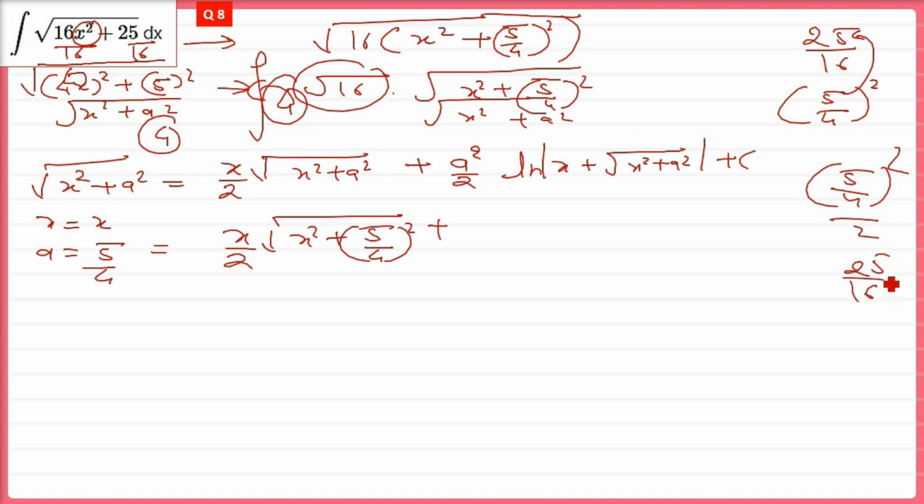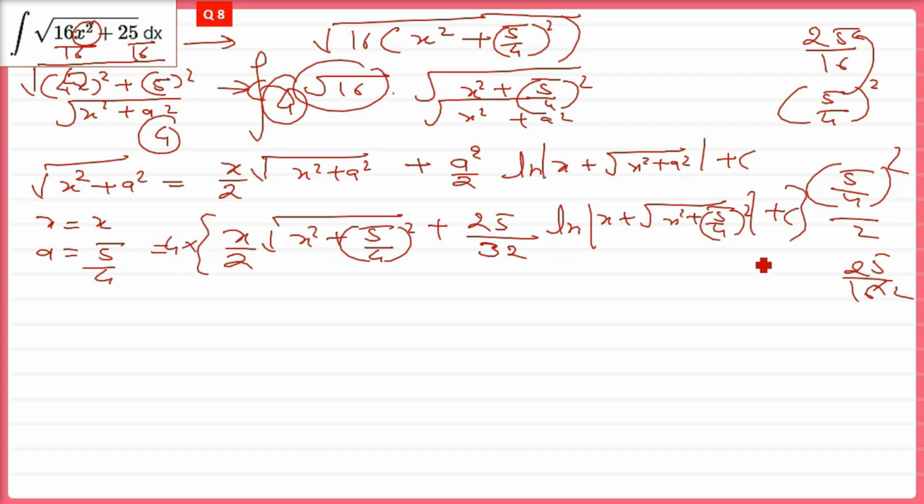So we need to multiply this 16 by 2 in the denominator. So we get 25 by 32, 32 ln modulus x plus under root x square plus a square. a will be 5 by 4 whole square in this case, plus a constant of integration. Now 4 was already there, so let's multiply this 4 with each term.